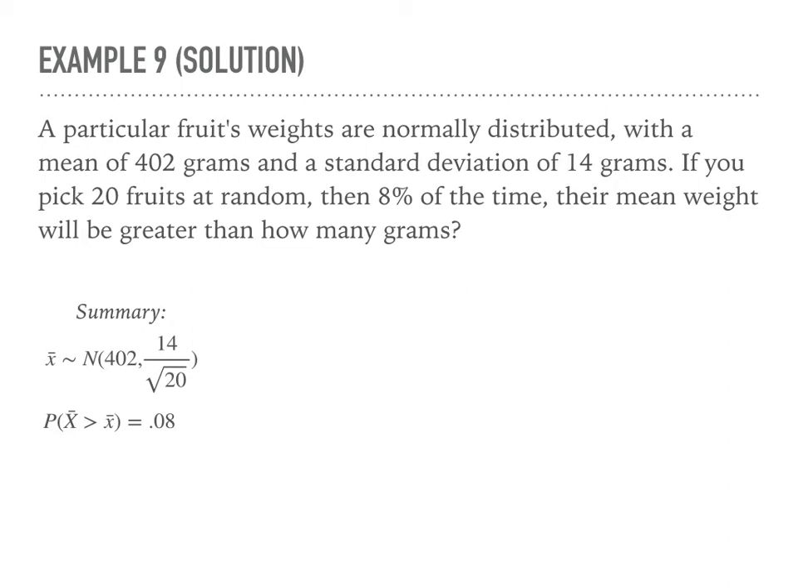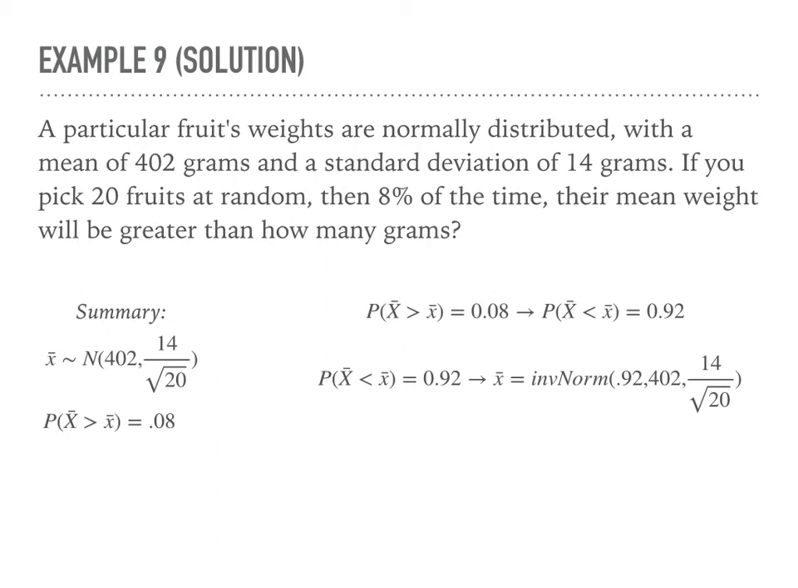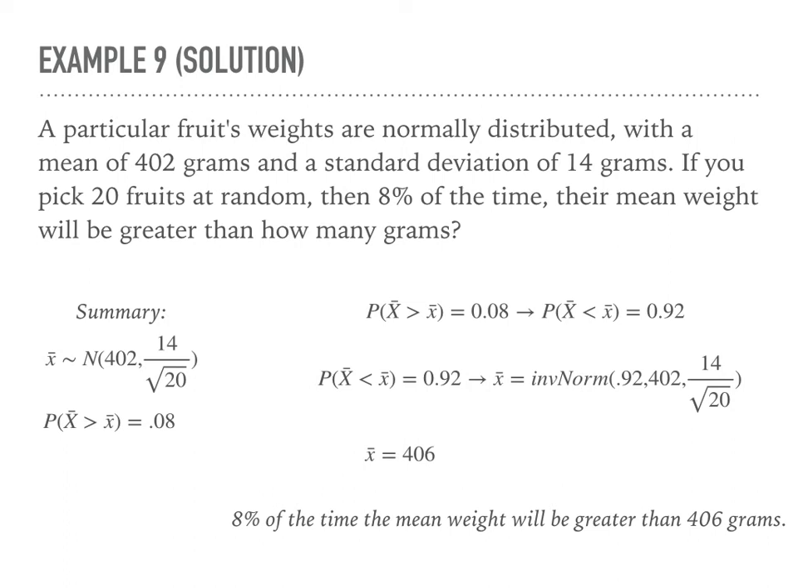A particular fruit's weights are normally distributed with a mean of 402 grams and a standard deviation of 14 grams. If you pick 20 fruits at random, then 8% of the time their mean weight will be greater than how many grams? Again, it's normally distributed. We're given an area that's to the right, so we find the area to the left. We use the inverse norm function, area to the left, mean, then standard deviation. And we get that 8% of the time the mean weight will be greater than 406 grams. That's rounding to the nearest gram.